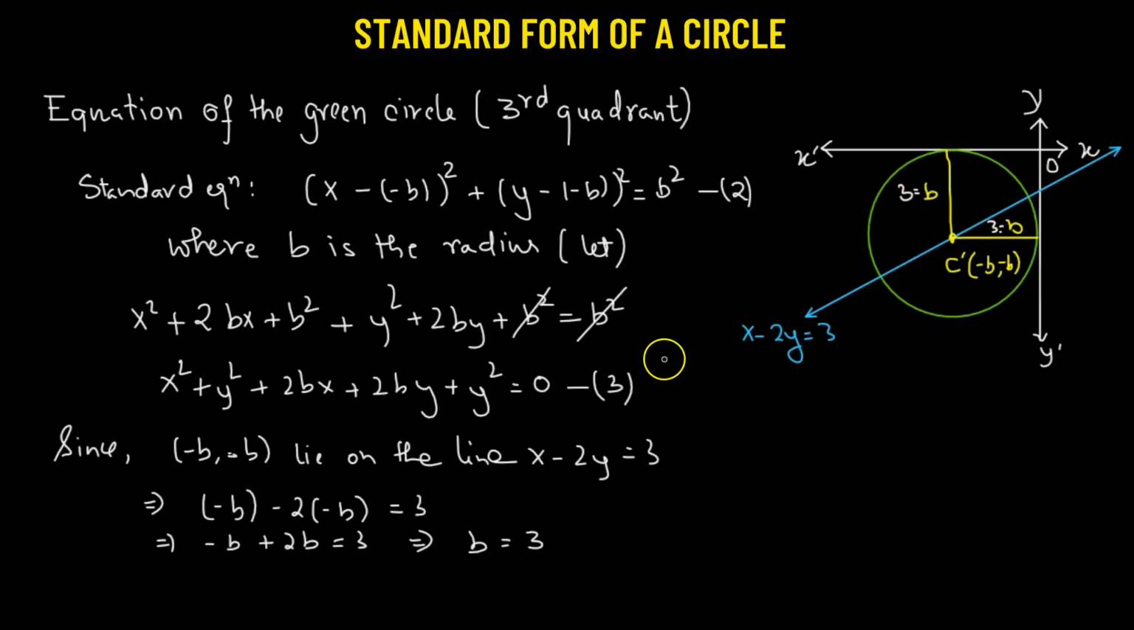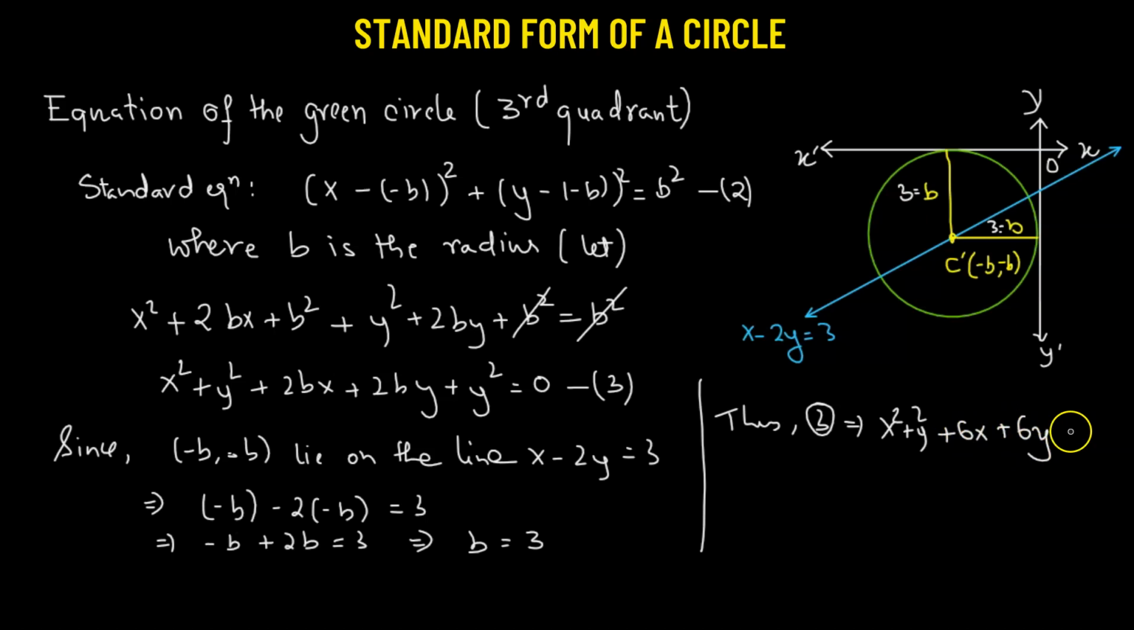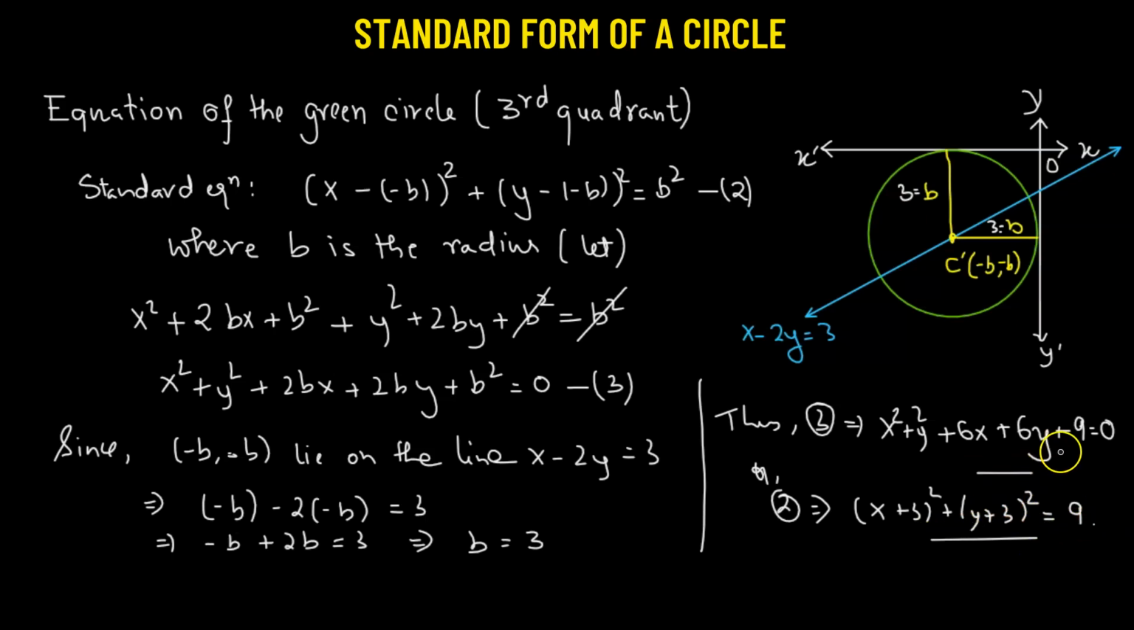Now that we have the value of b, we can define the equation of the circle. So from equation number 3, we have x squared + y squared, plus 2bx, so 2 times 3 becomes 6x, plus 2by becomes 6y, plus b squared, which becomes 9, equals 0. Or we can use equation number 2, which gives us (x + 3) whole squared plus (y + 3) whole squared equals the square of the radius, which is 9. So this is the equation of the green circle.